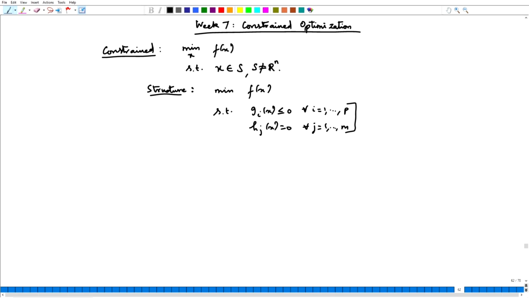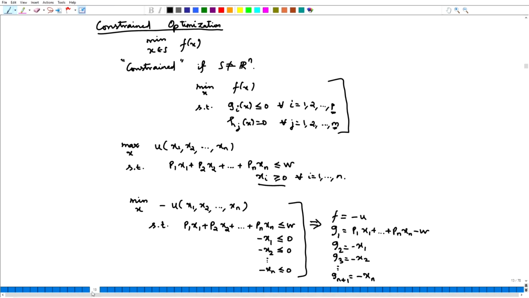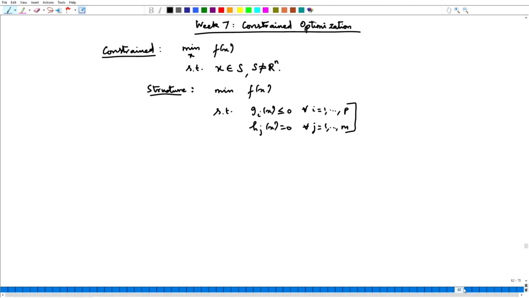This was something that I mentioned many weeks back, I think in the very first week of this course. So, we consider constrained optimization problems that have this structure. The constraint set S must be representable by a bunch of inequality constraints and a bunch of equality constraints. If it cannot be represented that way, then it does not fall in our purview. Okay. So, keep that in mind.